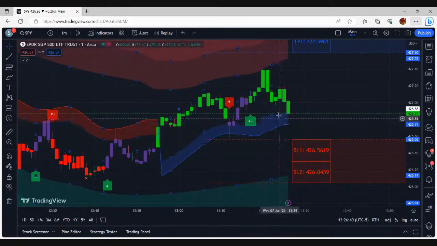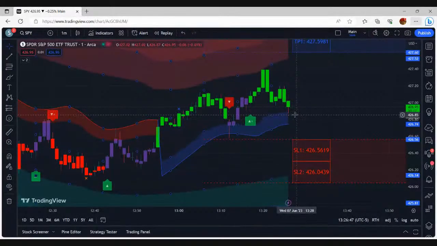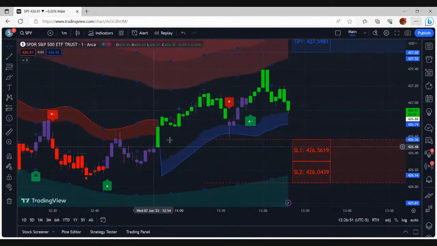Okay, so looking for an entry here, potentially long, right? So I want to see this hold though, and there is a good chance that I'll miss this, and that's okay because there's lots and lots of chances, right? This is a 1 minute time frame. You can see there's almost always a signal ongoing.